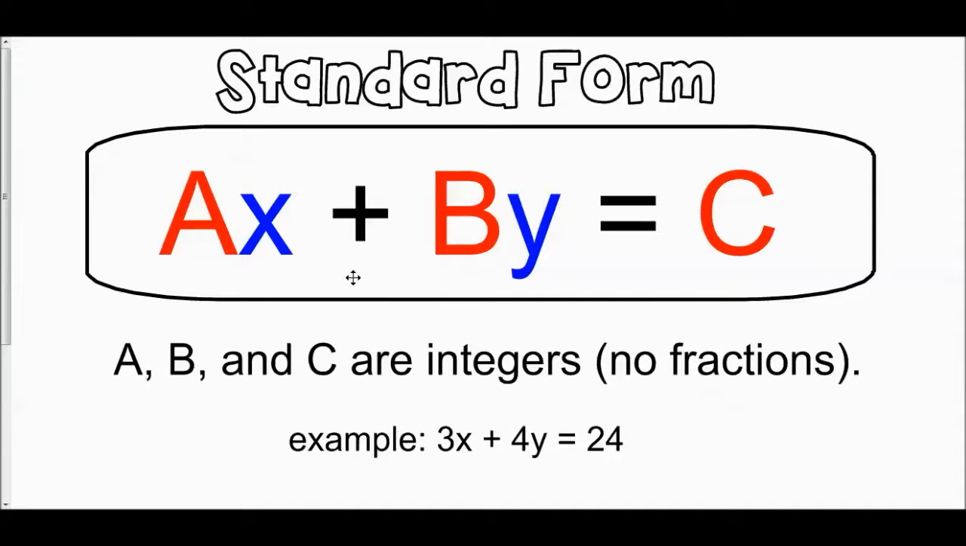Again, write it big, put a big box around it in your notes so that you can commit this equation to memory. It is ax plus by equals c. As in the other forms, the x and the y stay x and y. A, b, and c, they are all integers, positive or negative whole numbers. No fractions, no decimals up in there, which is awesome for many of you. So an example of this would be something like 3x plus 4y equals 24. That would be a linear equation written in standard form.